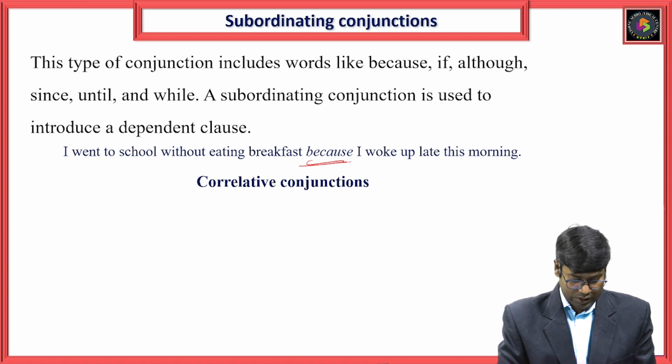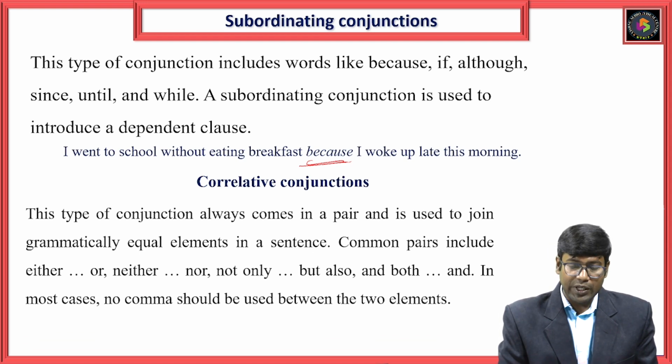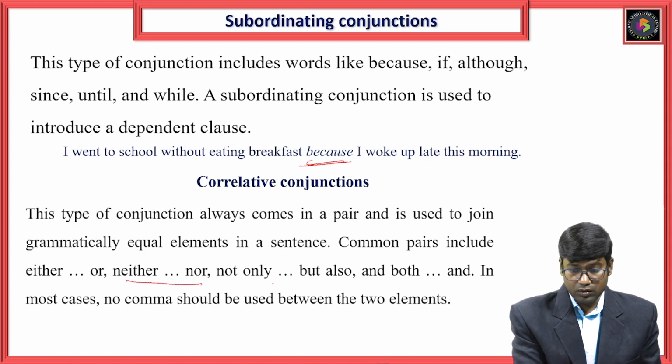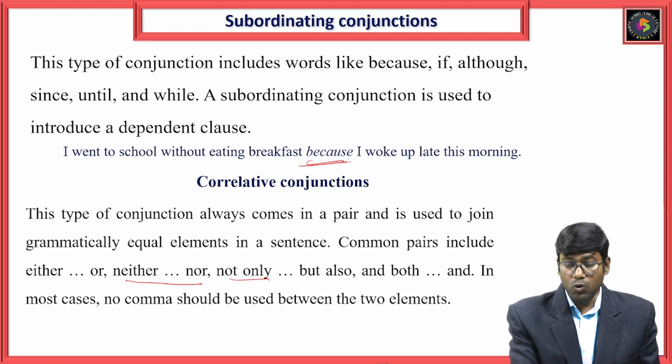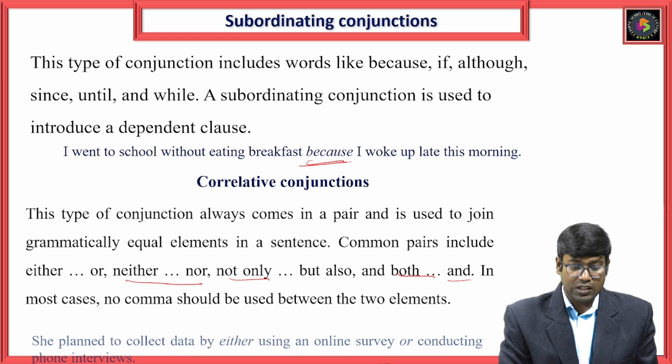Next comes the correlative conjunction. What is a correlative conjunction? This type of conjunction always comes in a pair and is used to join grammatically equal elements in a sentence. Common pairs include either/or, neither/nor, not only/but also, and both/and. These are very common correlative conjunctions. In most cases no comma should be used between the two elements. So we'll see one such example.